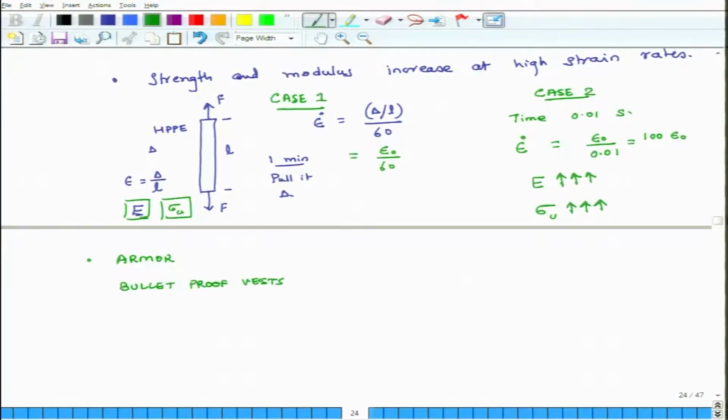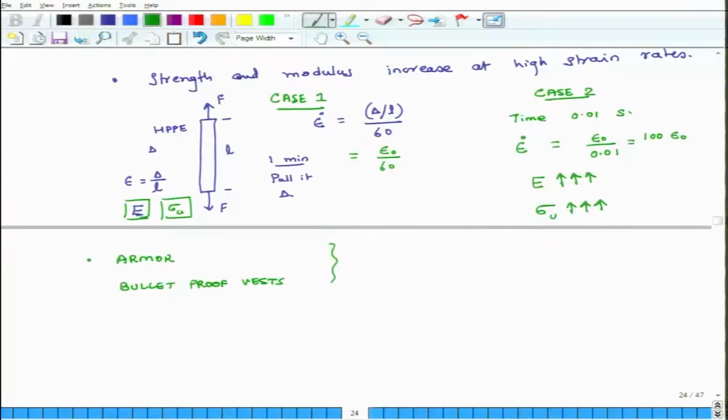So, you use even Kevlar for this type of application. Kevlar also can take a lot of energy, but these guys are very light compared to Kevlar because their density is lower. So, they are even more efficient. In a bullet impact, you have to stop the bullet in a very small time, so the strain rate is very large, because the bullet goes into it at a very fast speed. Strain rates are extremely high, and the higher the strain rate, the higher its strength and modulus become.